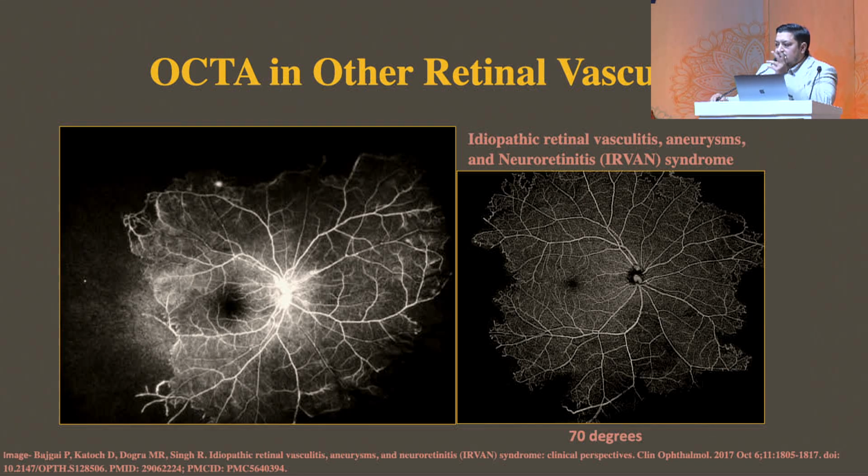So with the wide field OCTA, which has been described in the previous talk, diseases like IRVAN, which is idiopathic retinal vasculitis, aneurysm, neuroretinitis, can be diagnosed by using a wide field OCTA.